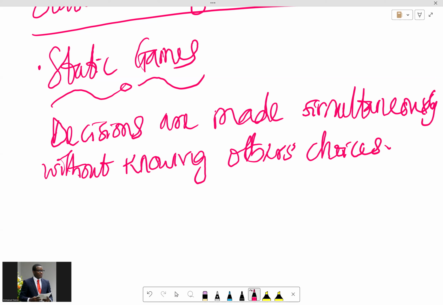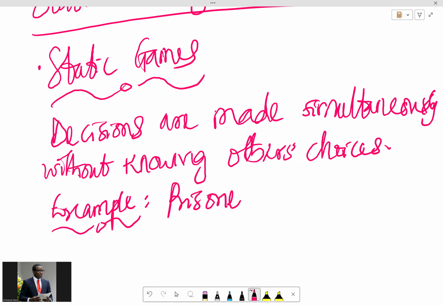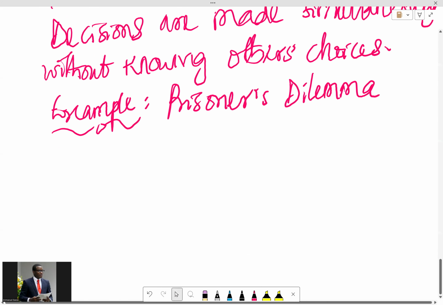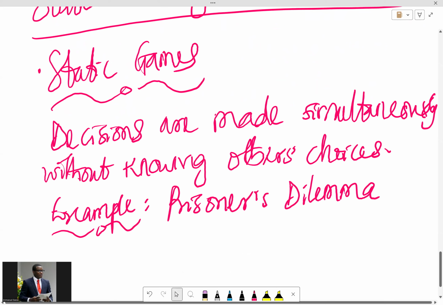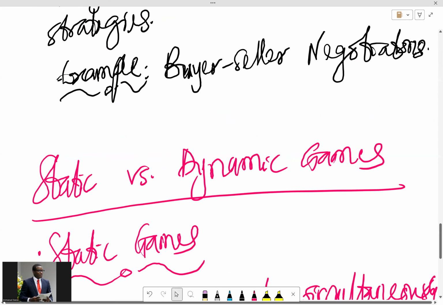Unlike dynamic games, a very good example of a static game will be the prisoner's dilemma. I'm very sure as we proceed in this course, in this series, we'll definitely come across the prisoner's dilemma. Probably we'll actually look at a practical situation, the practicality of the prisoner's dilemma, so to speak.